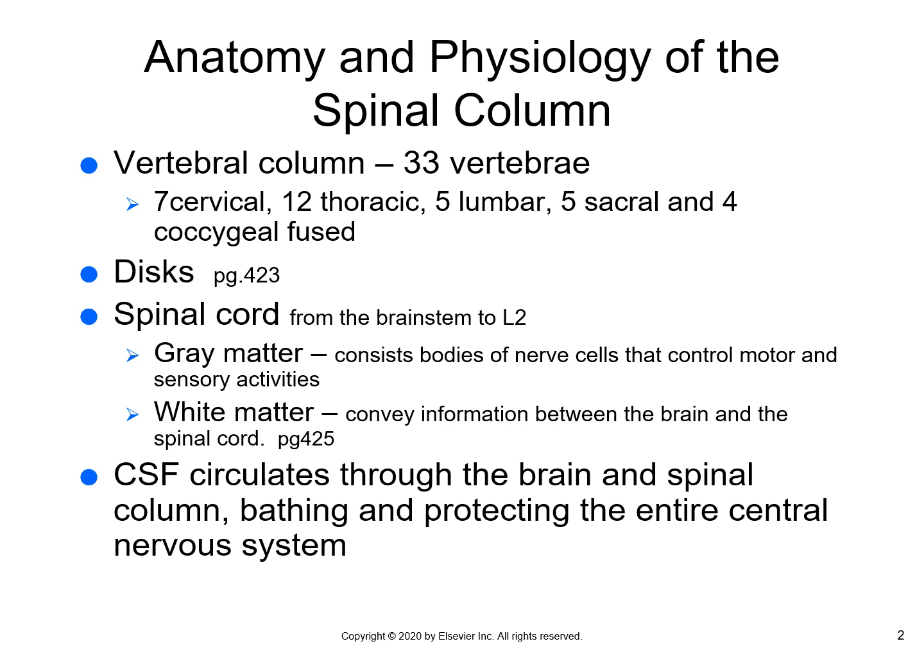And it's on page 425. They have a cross section of the spinal cord, and you can see the gray matter and then the white matter. Okay, and then CSF, your cerebrospinal fluid, circulates through the brain and the spinal column. What it does is it bathes and protects the entire central nervous system.